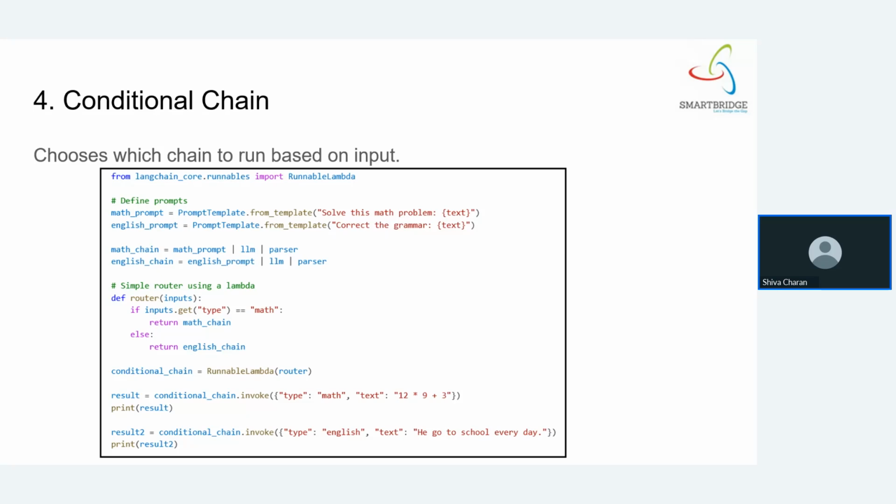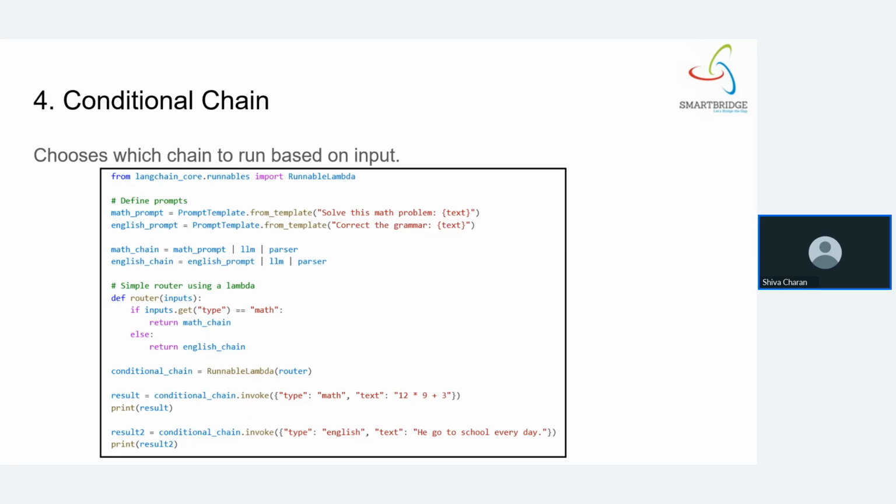And how are we defining them? Again, in the same format, we need to define the prompt template. We need to import those libraries also. So we are defining two different prompts here. One is related to a math problem and one is related to language. So we are creating two different chains.